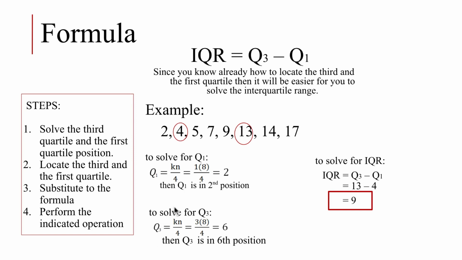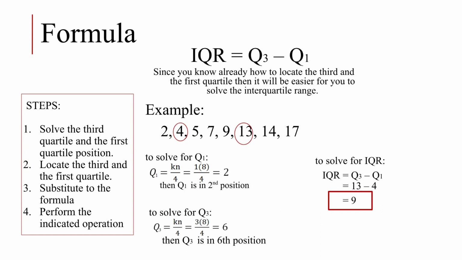Next, to solve for Q sub 3 or third quartile. That is third quartile is equal to 3 times 8, which is the number of cases or number of scores, divided by 4 is equal to 6. Therefore, Q sub 3 or third quartile is in the sixth position. 1, 2, 3, 4, 5, 6. Therefore, third quartile is 13. Take note, class, that you have to arrange the scores in ascending order.